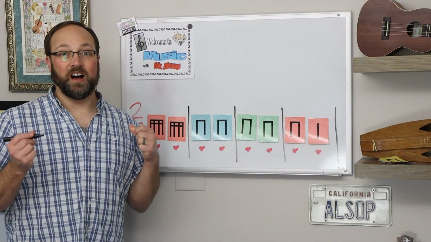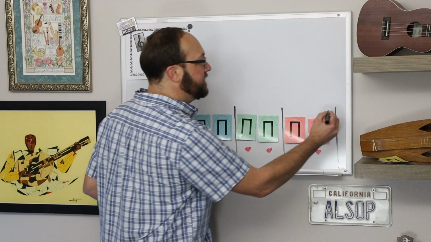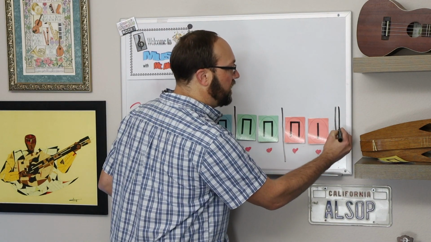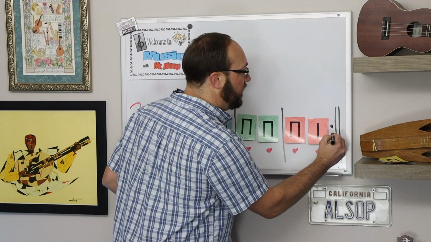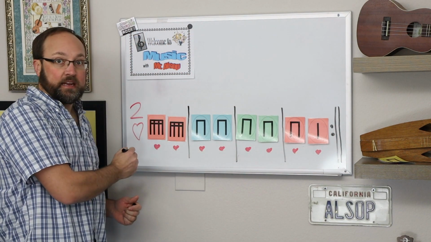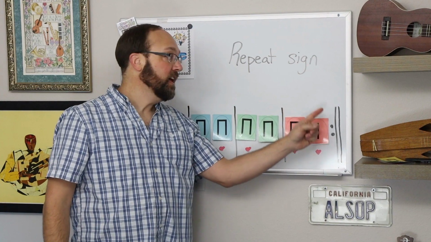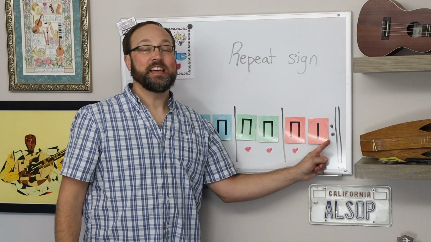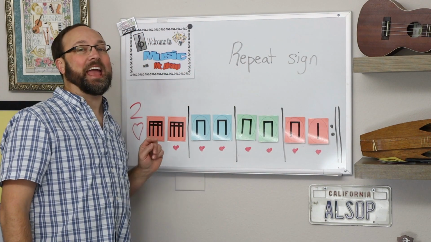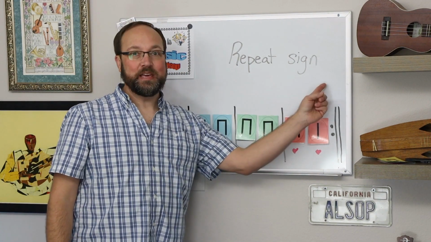It happens twice. What do you think we need to add to this rhythm to make us do it twice? We need to draw a repeat sign. A repeat sign is a double bar line with 2 dots, and it tells you to go back to the beginning. A repeat sign is a double bar line with 2 dots that tells you to go back and do it again.